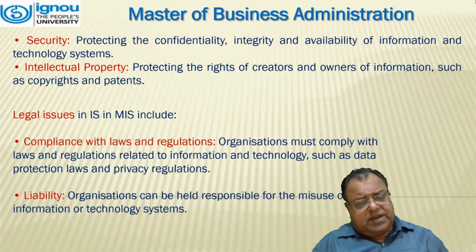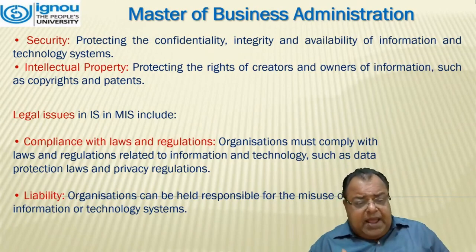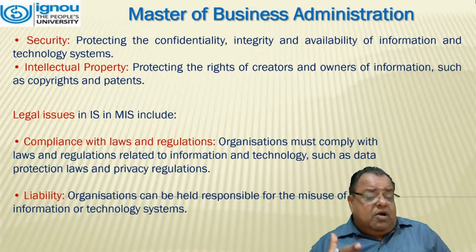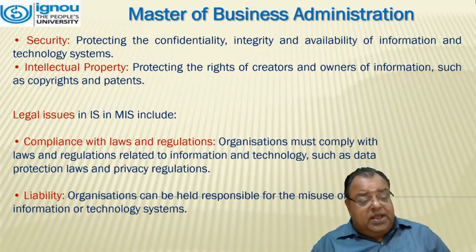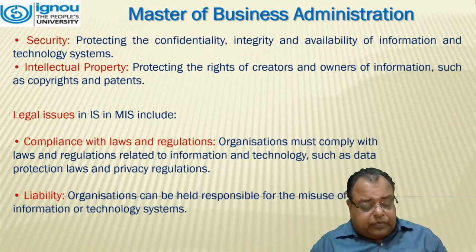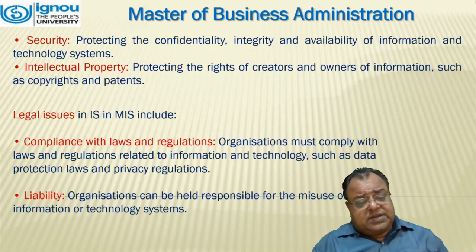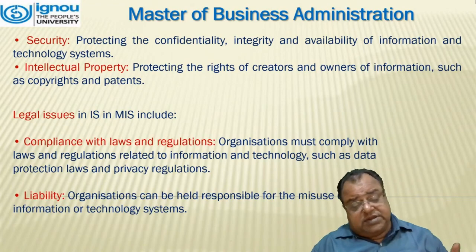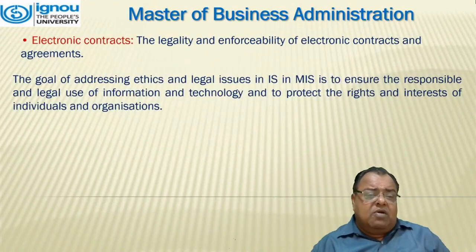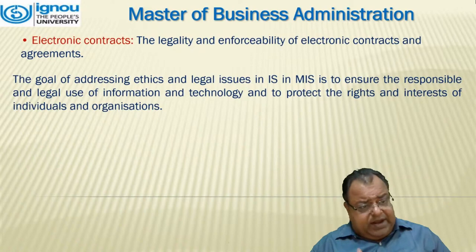What are the legal issues in information systems in terms of MIS? These include compliance with laws and regulations. Organizations must comply with laws and regulations related to information and technology, such as data protection laws and privacy regulations. Then comes liability. Organizations can be held responsible for the misuse of information or technology systems. Electronic contracts, the legality and enforceability of electronic contracts and agreements.